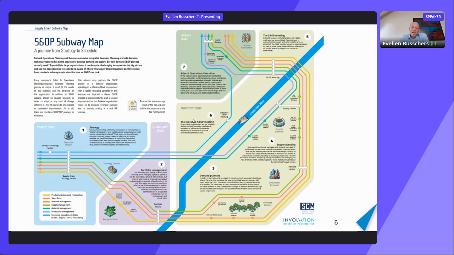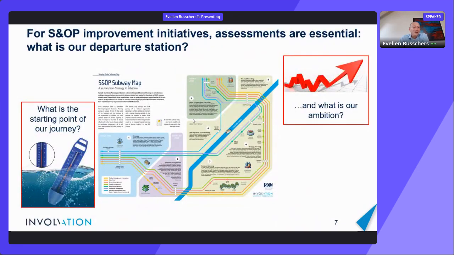So let's park it for a second. What I'd like to do now is to take another analogy of this subway map, where we basically use it as a journey. And Evelien already started to explain that. Our first question in any S&OP project, whatever it entails, is always: why? And what do you want to do? So in the top right-hand corner, what's your ambition?